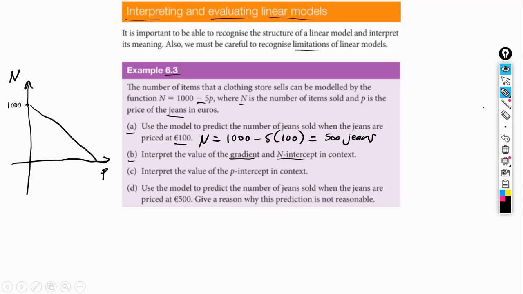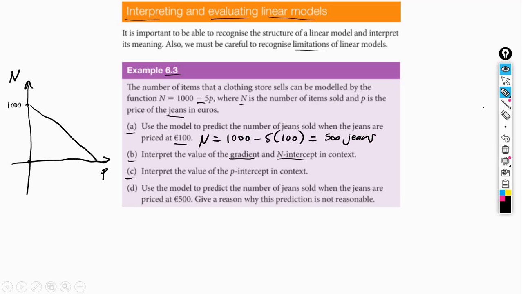And then the n-intercept, which is this here, right? When p is 0, n is 1,000. So it means that if the jeans are free, they cost 0 euros, then 1,000 will be sold. So this is not very logical, and that's a limitation of this linear model.